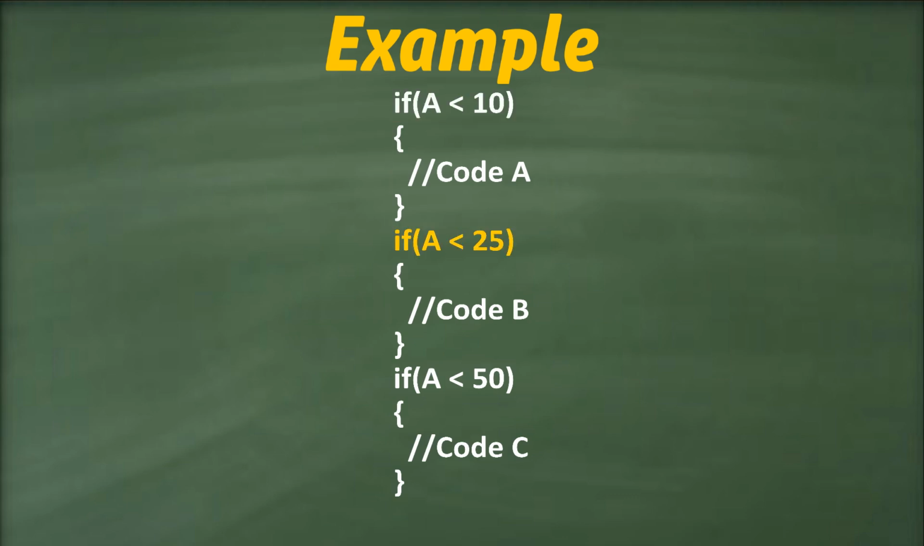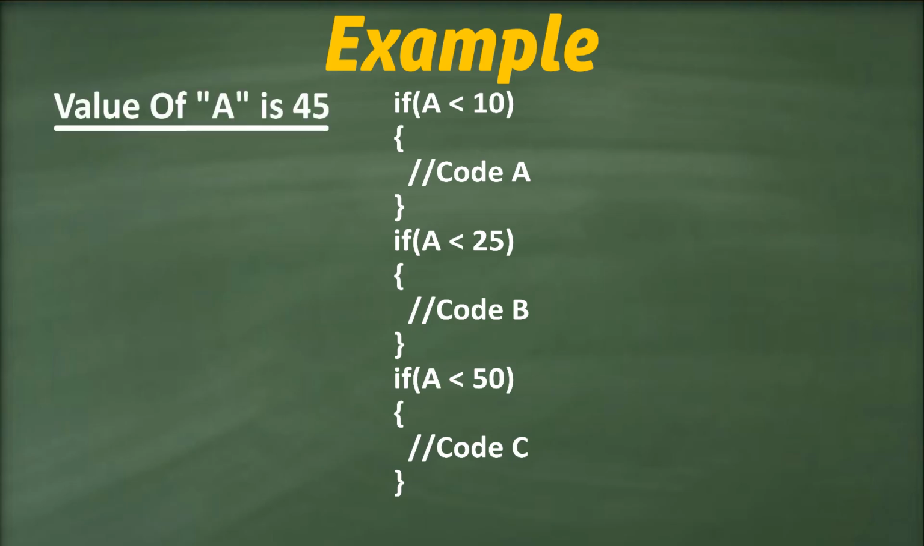The second if statement checks whether A is less than 25. If true, code B runs. Finally, the third if statement checks whether A is less than 50. If true, code C executes. At first glance, this may seem correct, but let's examine what happens when we assign different values to variable A. If A is set to 45, the first 2 conditions are false, but the third condition is true, so only code C executes. This works as expected.